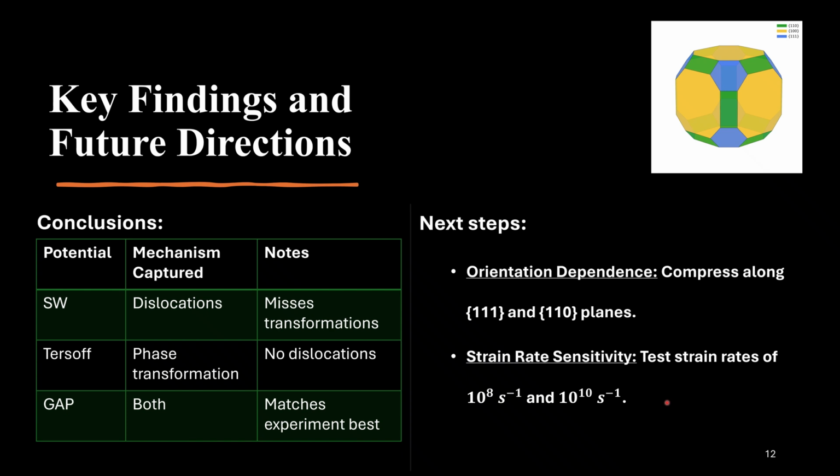10 to the 8 and 10 to the 10, because what we're currently using and what's commonly found in literature is 10 to the 9 strain rate. So the next steps would be to look at one up and one down strain rate and seeing how it behaves. And yeah, that's my project.